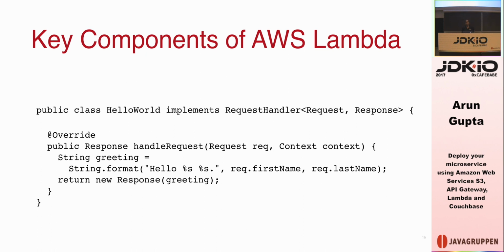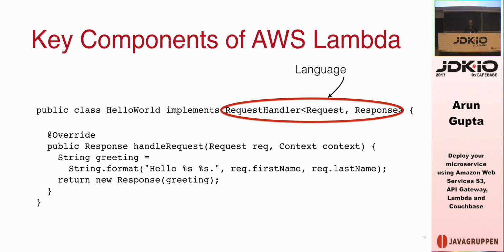So let's take a look at it. What are the key components of my AWS Lambda function, essentially? Each Lambda function, first of all, needs to implement, I'm using a Java version of it here, but essentially, my Lambda function needs to implement this request handler interface. That comes as part of the AWS SDK libraries. And in that, there is a request and a response.